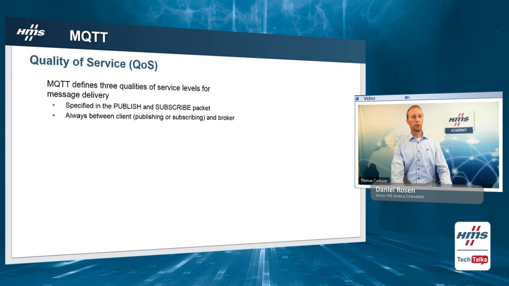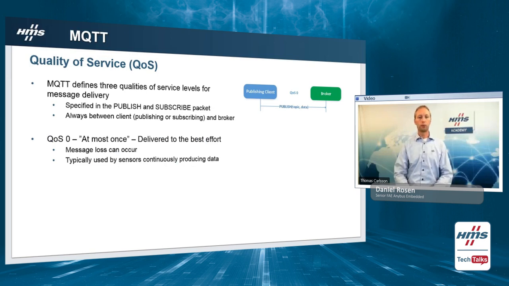So some details about the quality of service. Three levels of quality of service. It's specified when publishing the data to the network, and also when a subscribing client subscribes to different topics. And it's always between the client and the broker that we're talking. We're never talking about a direct connection between two clients. So this quality of service is always between the client and the broker.